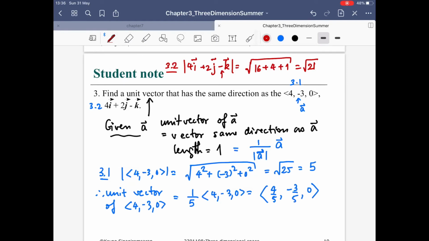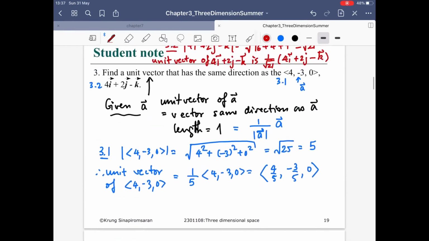So the unit vector of, let's say, the 4i, the 2j, and the negative k, it is simply what? It is 1 over the square root of 21 and then multiplied by 4i plus 2j minus k. That's it, simply as it is.